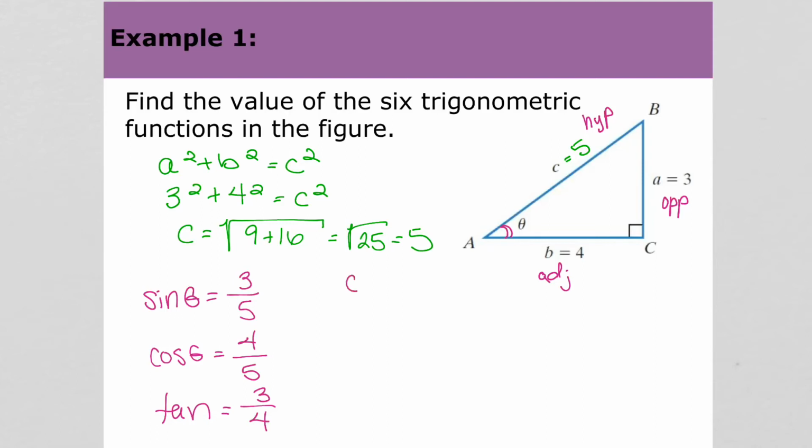Then for the other 3, cosecant is equal to the hypotenuse over opposite. Secant is hypotenuse over adjacent. And cotangent is adjacent over opposite.